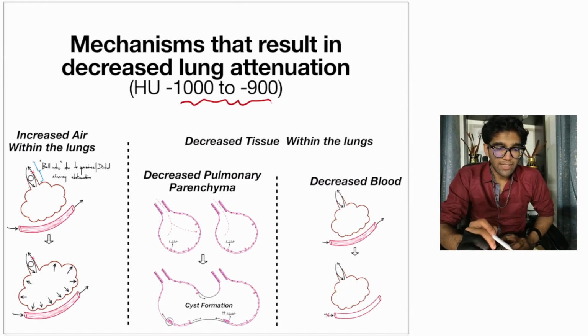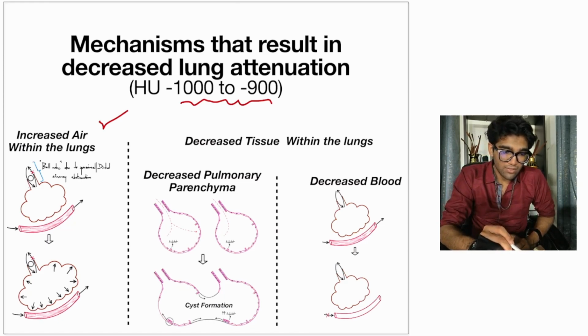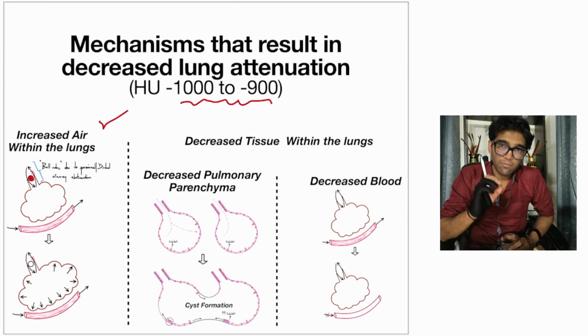The first possibility is that the air is actually increased in amount. That happens when you have air trapping. So what does that mean? That means during inspiration, I've represented a small ball valve mechanism in the alveolar duct here. During inspiration, air is allowed to come inside into the alveolus, but during expiration, whatever is obstructing the lumen of the alveolar duct blocks it, and therefore air is not able to leave.